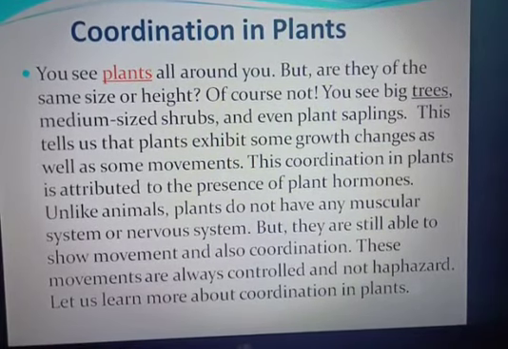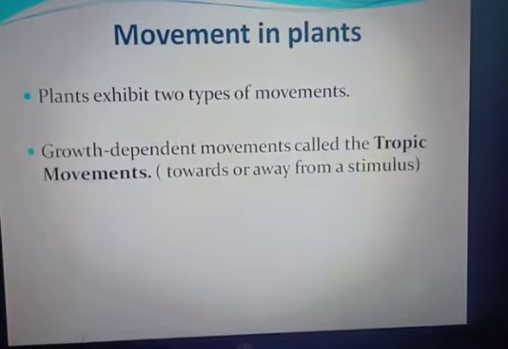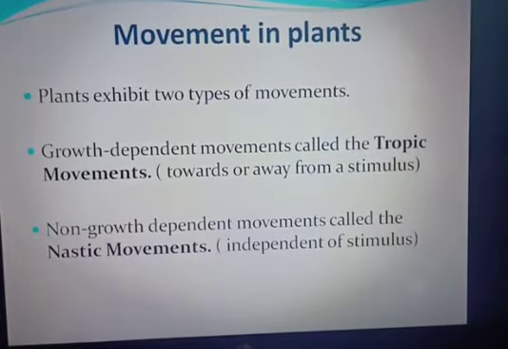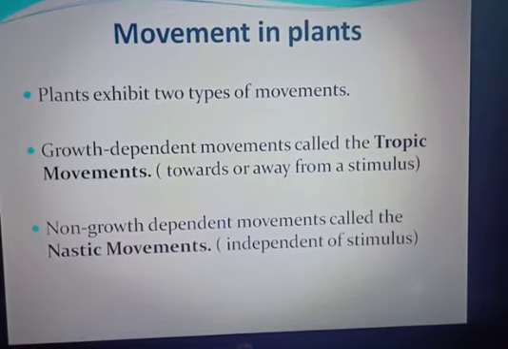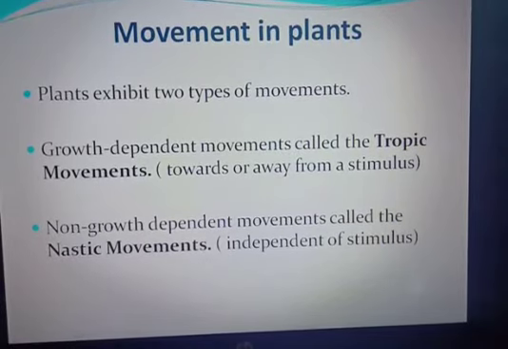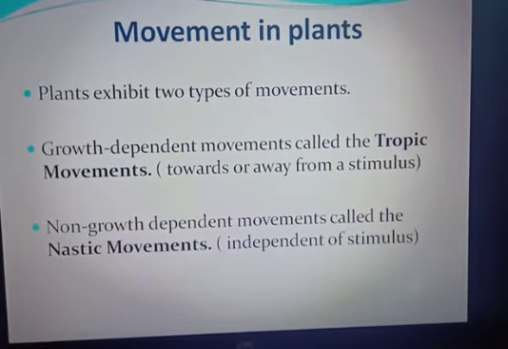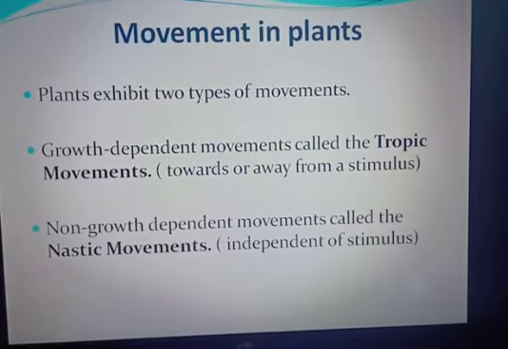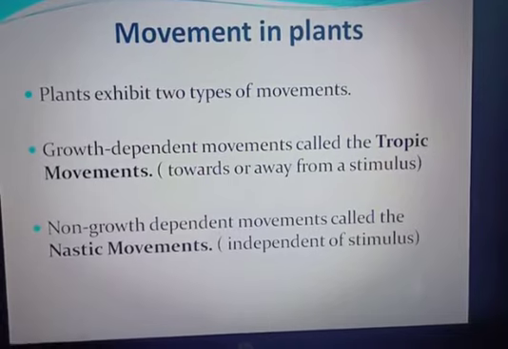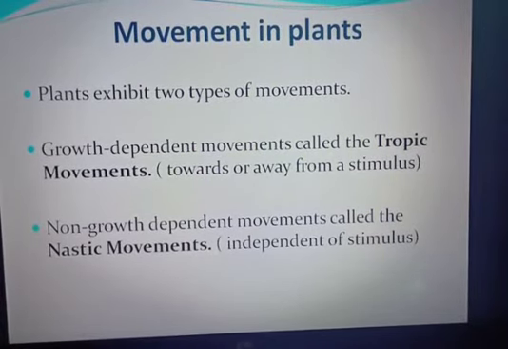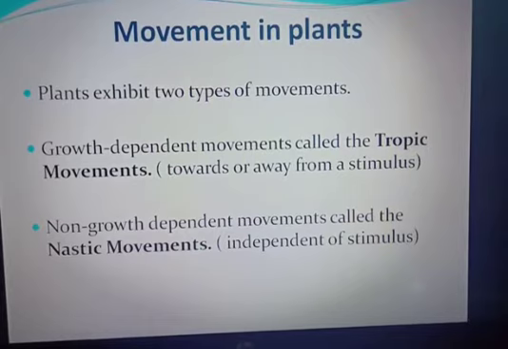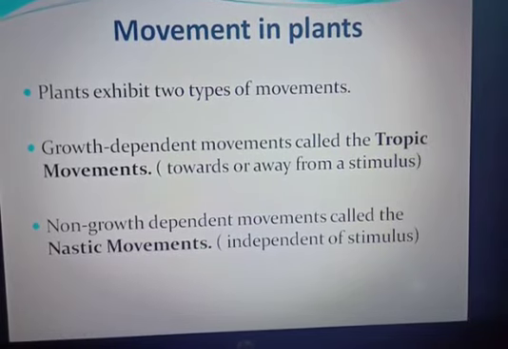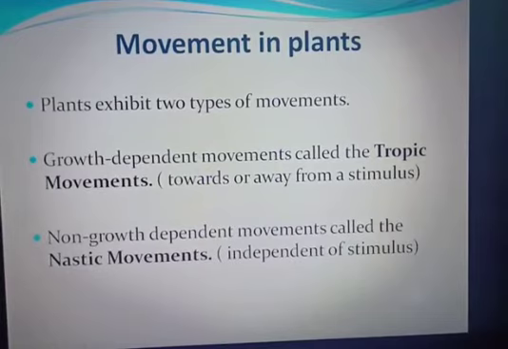Now we'll see the movement in plants. Movement in plants exhibits two types. One is growth dependent movements, called the tropic movements. Here the plant moves towards or away from a stimulus. The second is non-growth dependent movements, which are called Nastic movements. They are independent of stimulus. A stimulus here is something that causes activity, development or interest. Alright, now we'll see in detail one by one what they are.